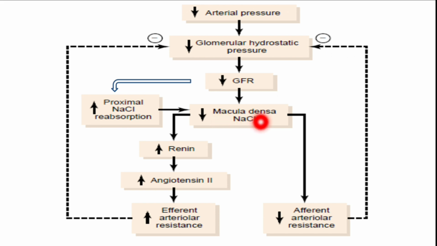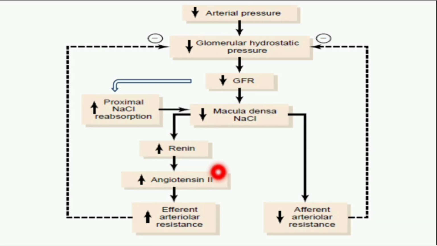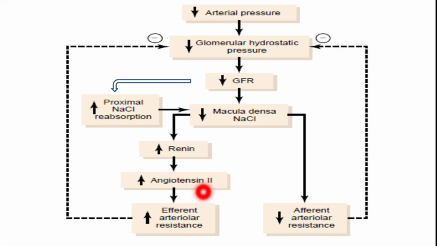So these macula densa cells will immediately sense the decreased concentration of sodium chloride. And now these macula densa cells will immediately pass a signal to the nearby JG cells in the wall of the afferent arteriole. So JG cells will secrete the renin enzyme, and renin will cause formation of angiotensin 2, and this angiotensin 2 immediately acts on the efferent arteriole because it has its receptors there.